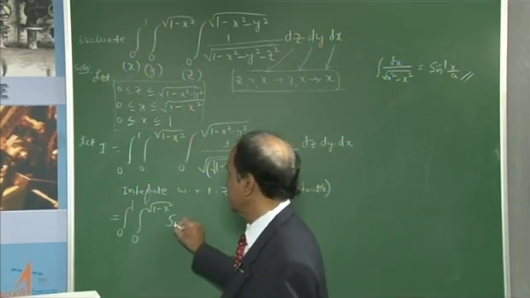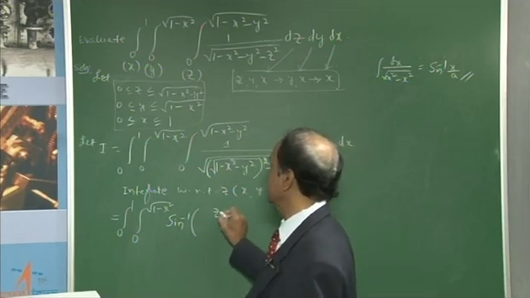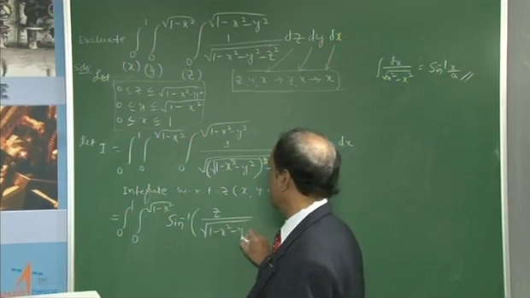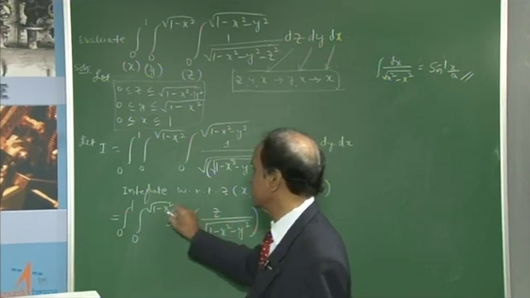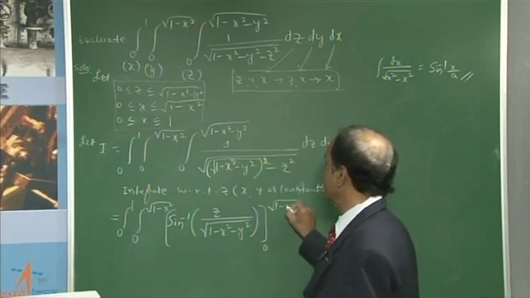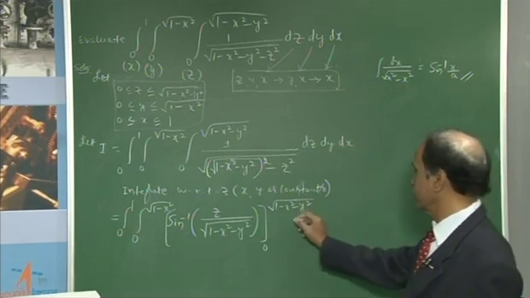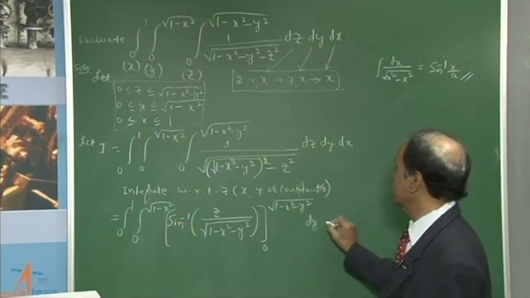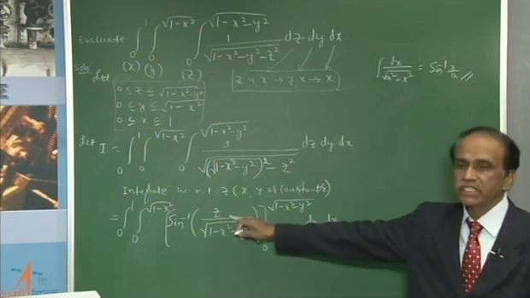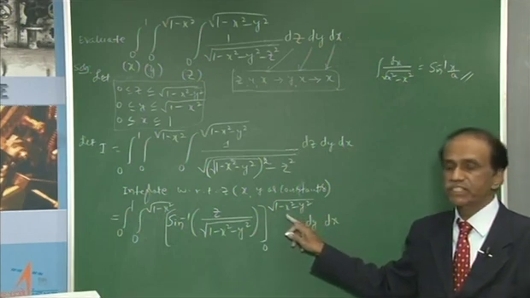Then I can write this as sine inverse of x by a, that means z divided by square root of 1 minus x square minus y square, between 0 and root of 1 minus x square minus y square. Then dy and then dx, because in the first integration we are eliminating z by introducing the limits assigned to z.